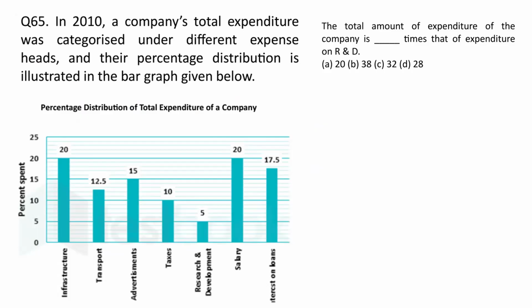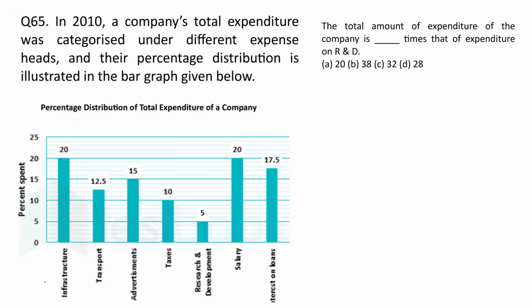The total amount of expenditure of the company is how many times the expenditure on R&D? Okay, so the total expenditure, if you take it, is the percentage distribution of the total expenditure of the company. So the percentage spent, if I take it, will be totally 100. The total amount of expenditure of a company is how many times that of the expenditure on R&D.